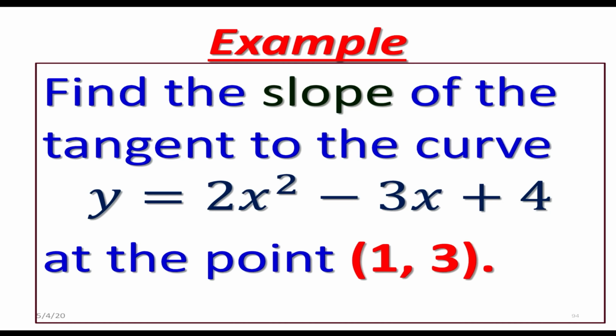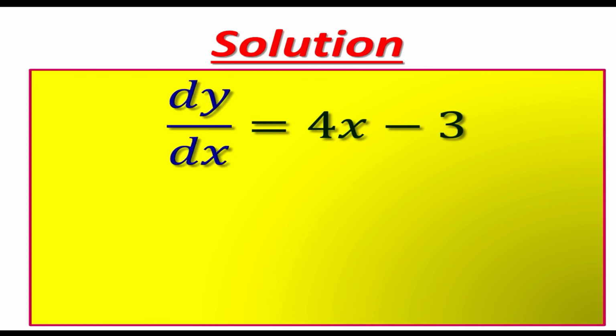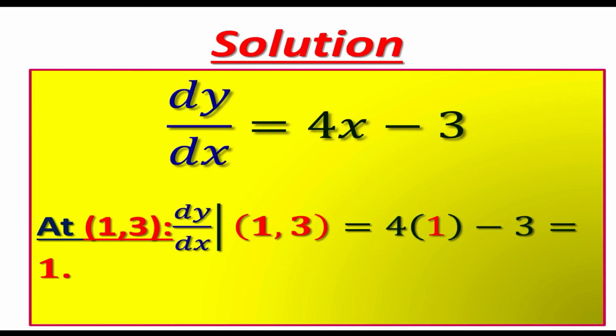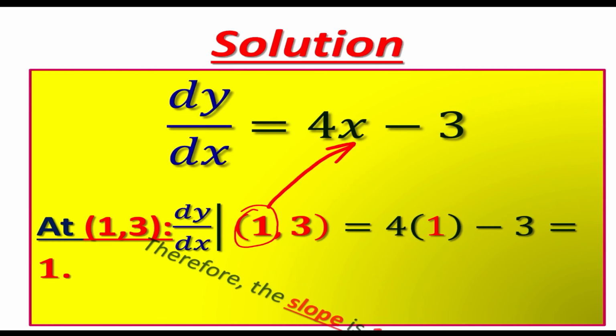Now, say we need to find the slope of the tangent to a curve at the given point (1, 3). So the first step is to differentiate this function with respect to x, and the derivative is 4x minus 3. Now, the second step, you want to take the x coordinate, which is 1, and plug it in for x everywhere x appears in your derivative and compute it.